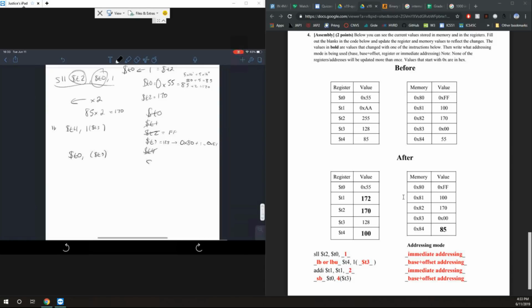And then we say, okay, well, where is this 85 being stored, right? And we see over here that it's being stored in the hex memory 84. And so we're given 80, as we know that T3 is, because we already calculated it for the last problem, right? And so if we just add 4 to that, that gives us 0x84. Does that make sense?